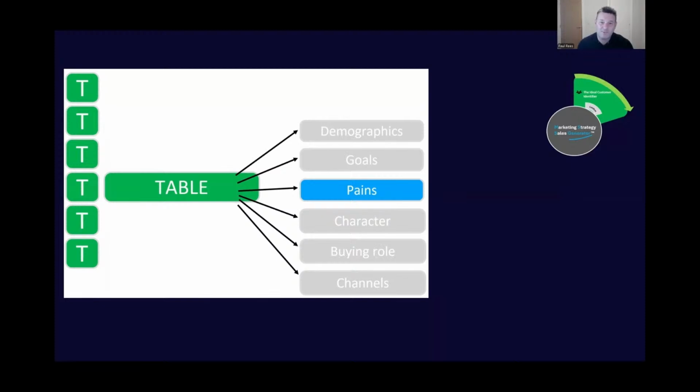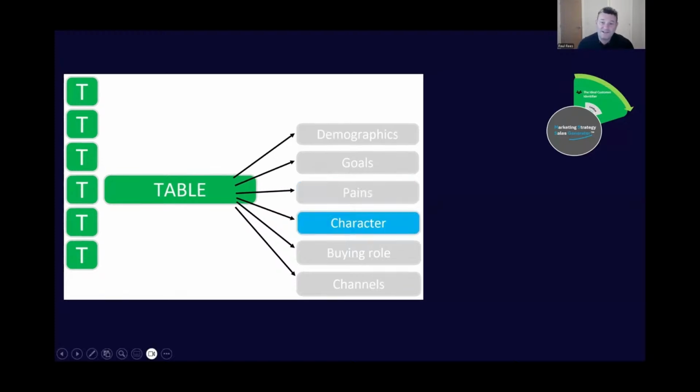Next is the pains, which are the persona's pain points and challenges in their role. It's important as it guides your product offer, allows you to tailor your messaging to their issues, and reduces friction in your sales process. Next is character, which are the persona's personality type, hobbies, etc. It's important as it helps you create more relevant and humanized content.